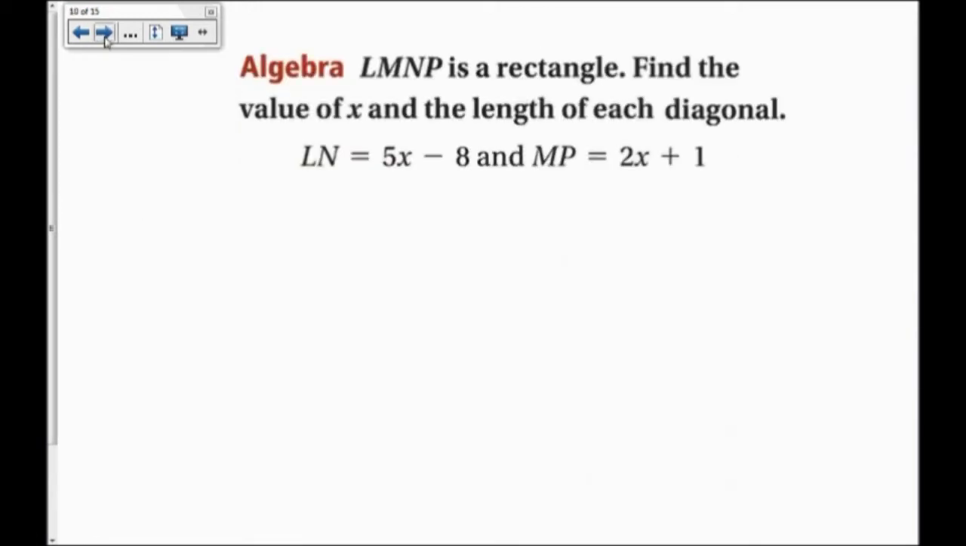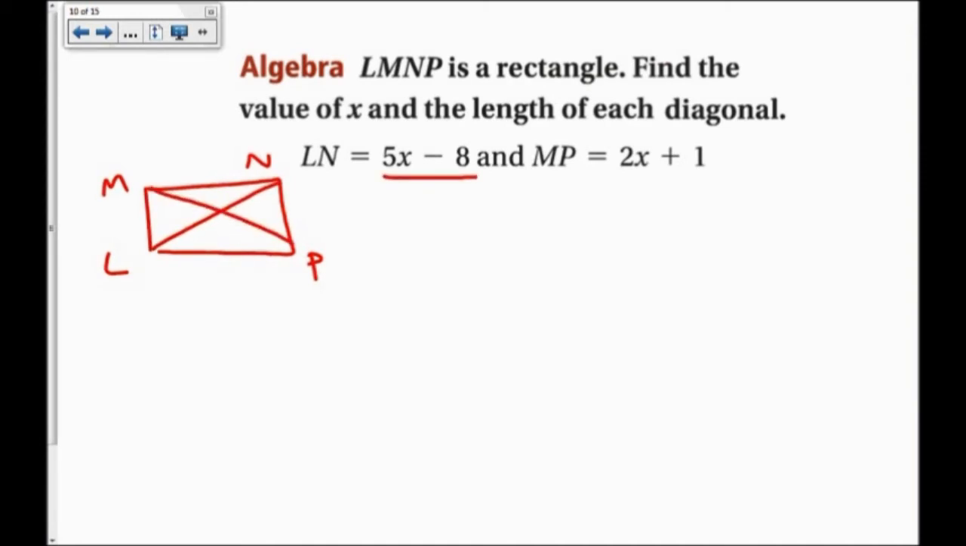Now let's use that idea to find the value of x. Now let me draw the picture so I can see it. L, M, and P in order. LN is 5x minus 8. MP is 2x plus 1. Now I just learned that the diagonals are congruent.